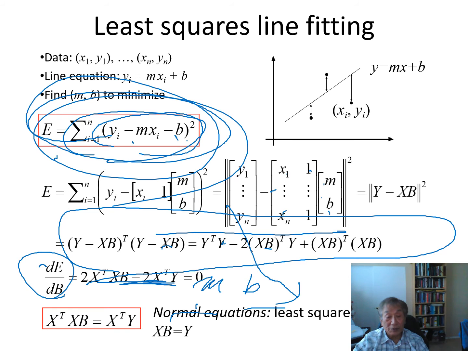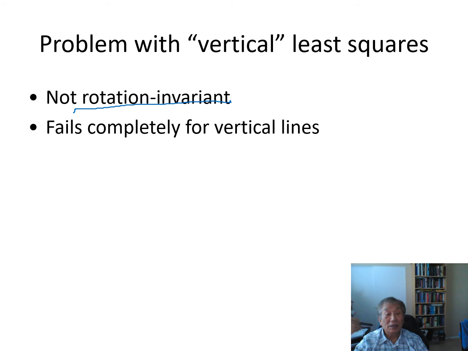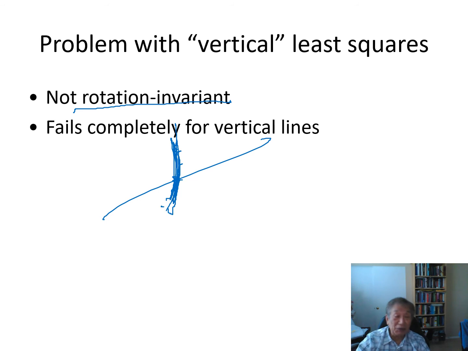Okay. So the normal equation is a least square solution to Xb equals y. So you calculate the b value, and there's a problem with the vertical least square. That is that when there's a rotation, there are going to be quite a few changes. It's not invariant. When it is a vertical line, there's no way you can fit that one, because every y value is exactly the same, so there are no differences, no square value. Every square value will be 0, so it doesn't work.